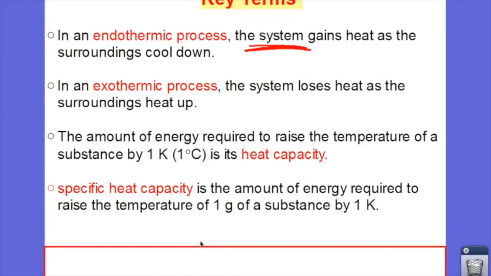What is specific heat? Sometimes they call it specific heat capacity or just specific heat. It is the amount of energy required to raise the temperature of 1 gram of a substance by 1 Kelvin or 1 degree Celsius. So heat capacity is for any amount, while specific heat is for 1 gram. That's why you multiply it by the number of grams to get the heat.